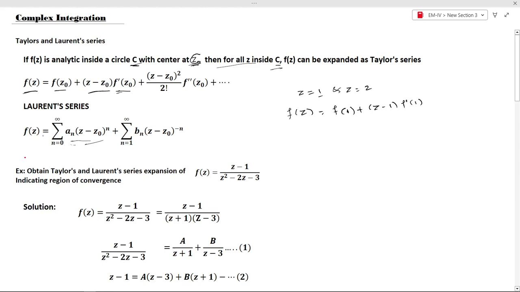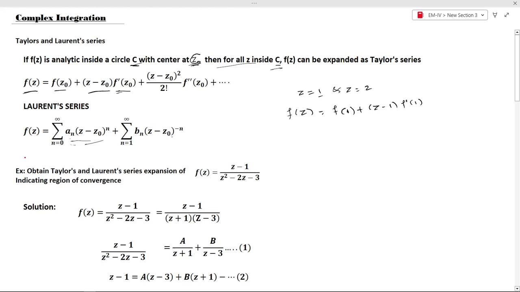Then the Laurent series is f of z is equal to summation of a n z minus z naught raised to n, where this n is running from 0 to infinity, plus summation b n z minus z naught raised to minus n, running from 1 to infinity.